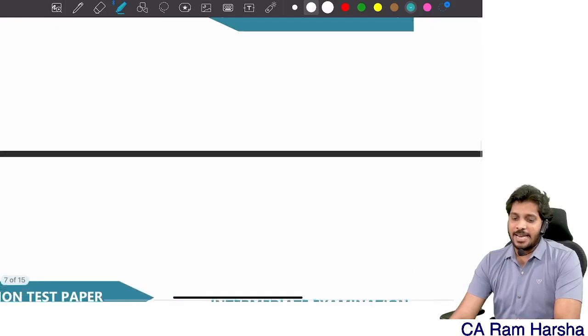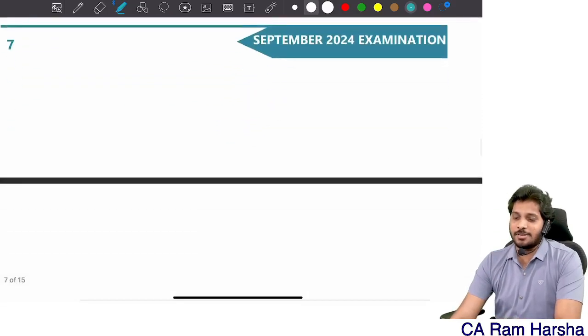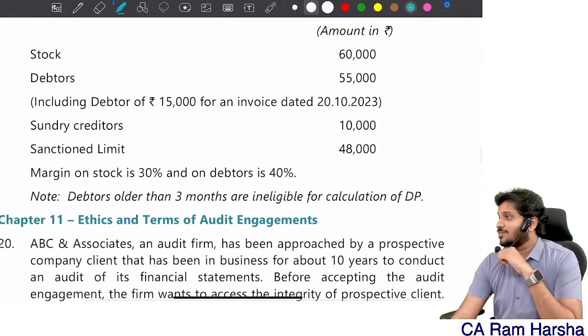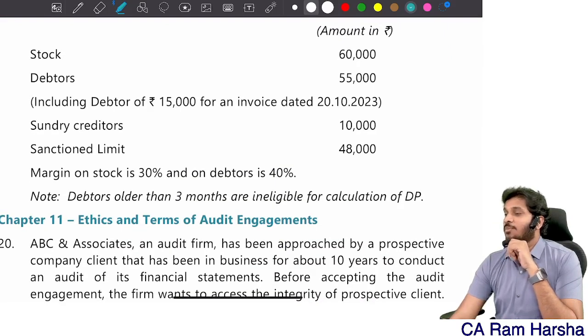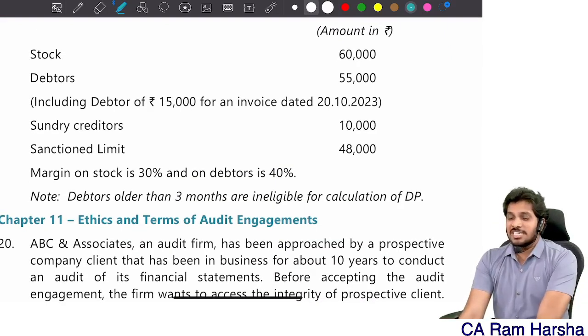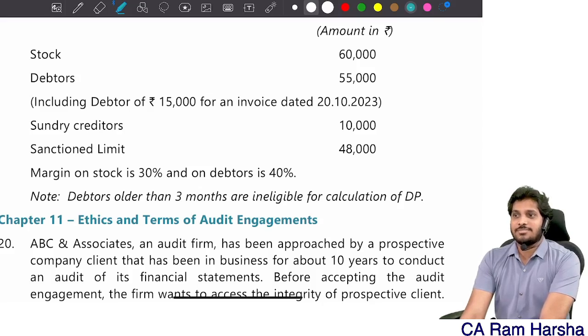By the way, you need to calculate drawing power. How much? How many of you got 65,000? No, 62,000. 59,000. How many of you have got 59,000? How many of you have got 50,000? 48,000. I guess 48 is right. 48,000. Why 48,000?